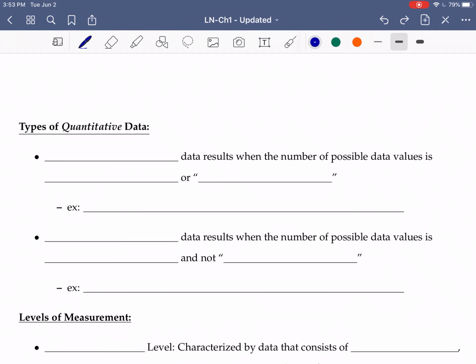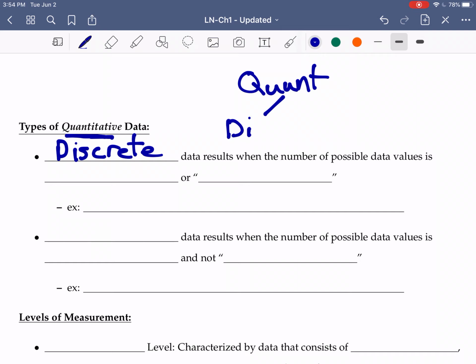Let's take a look at types of quantitative data. Remember, quantitative data is data that consists of numbers that represent counts or measurements. The first thing that we have is discrete data. This is a type of quantitative data. So it is quantitative, and under this quantitative, we have discrete.